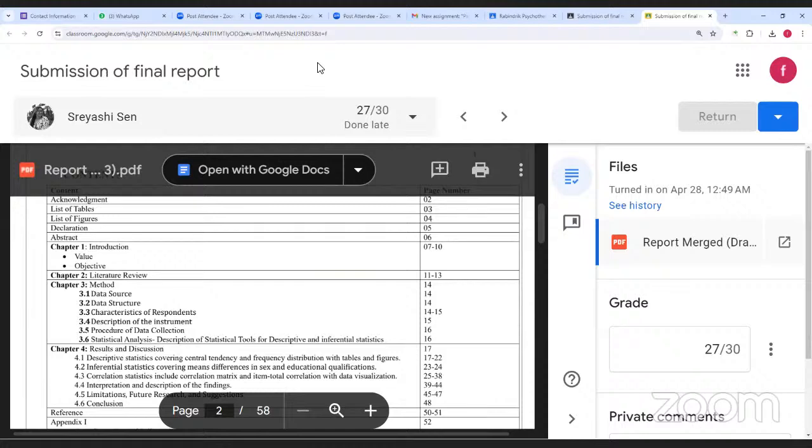No, I saw that police wala paper. So that paper will solve your problem for chapter 1 and 2. You can refer to that paper. Okay, I'll try. Okay, fine.